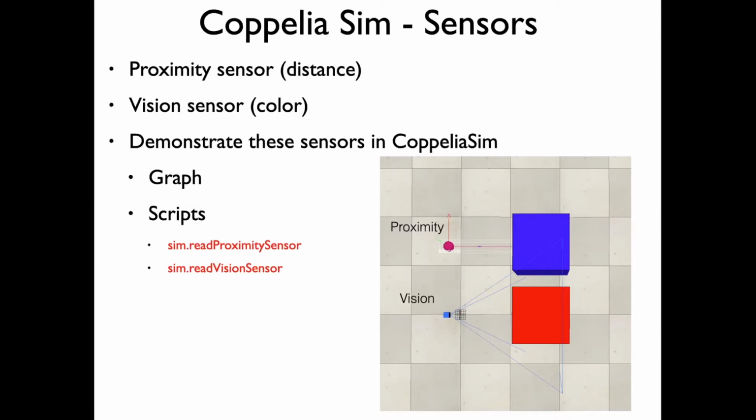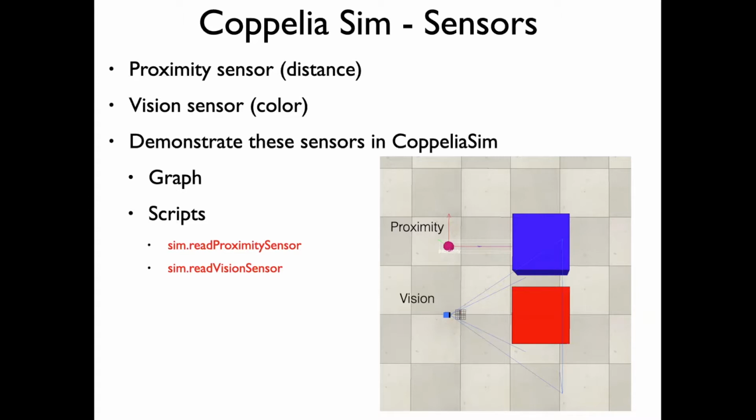We're going to learn about sensors today, and there are two sensors I chose. One is the proximity sensor, which I just introduced, which measures distance. The other one is a vision sensor. You can think of it like a color sensor. It tells you the intensity of red, green, and blue, and you can use any combination. It will tell you what the red, green, and blue content in the signal is.